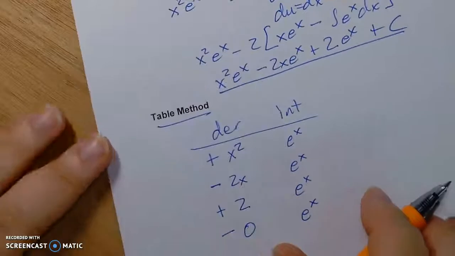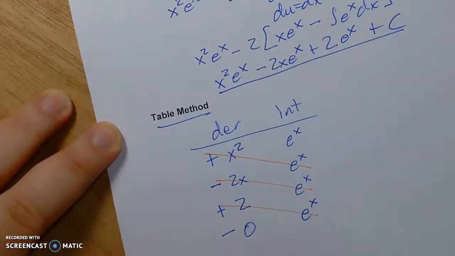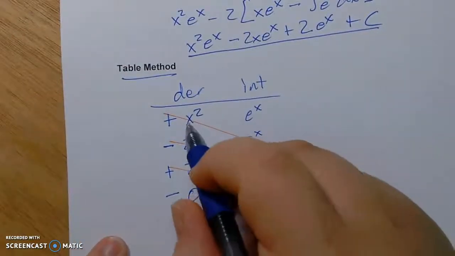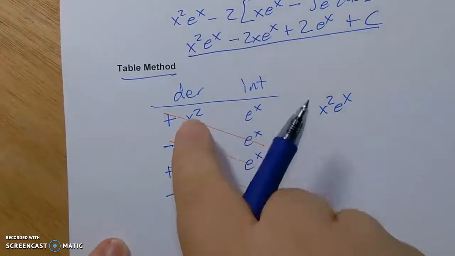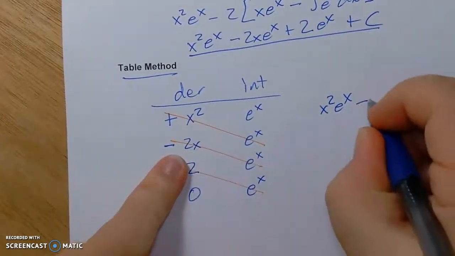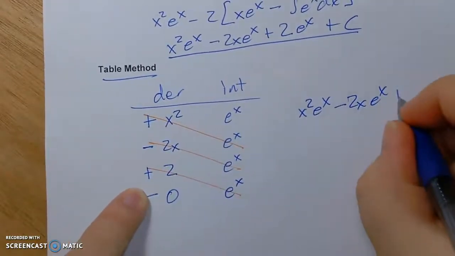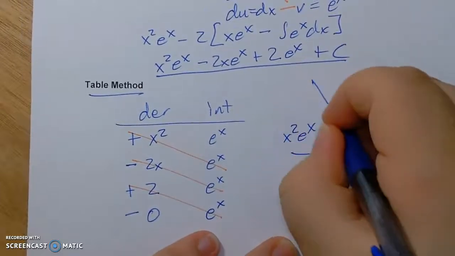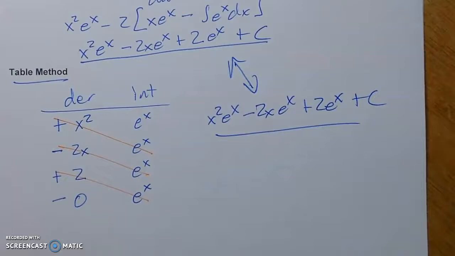And then we're going to pair things at an angle. So we're going to go this way, this way, this way. And then anything times 0 is 0, so it's gone. So we start here, and we don't have to write the plus sign because that'd be weird. We have x squared e to the x. Move down, minus 2x e to the x. And then plus 2 e to the x. And then we get a plus c at the end. If you look, they are both the same answer. So that's kind of fun to do it that quickly.